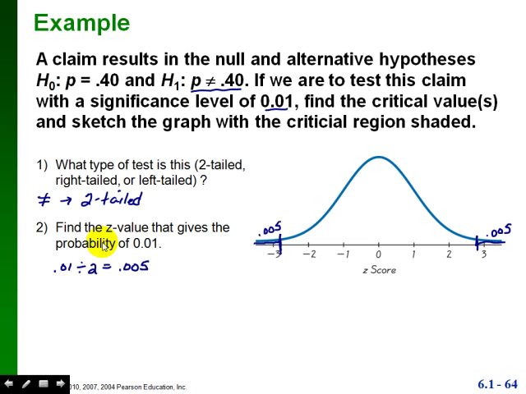So the easiest one to find here is the one on the left end, because that's how our table works already. So in our table, we're going to look up 0.0050 in the middle of the table. We're going to find the value closest to that and then find the corresponding z-score that goes with it.